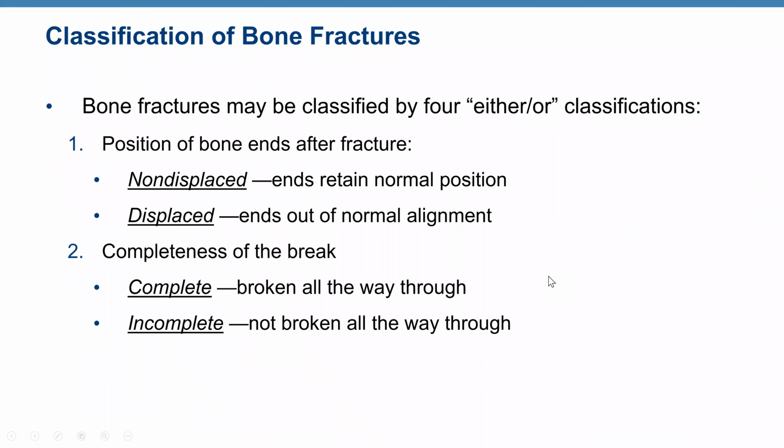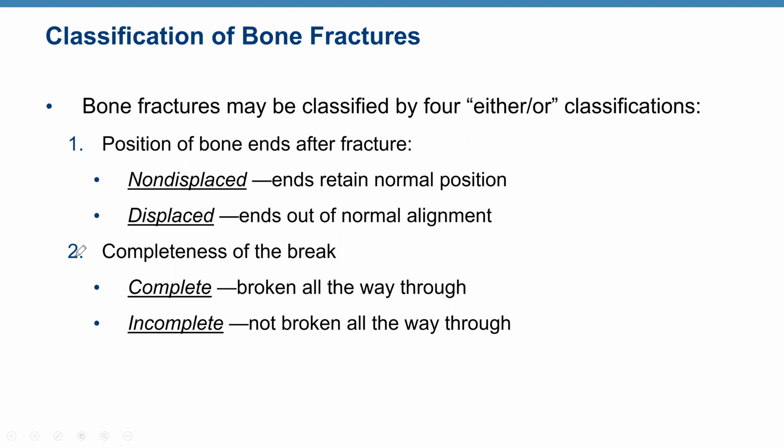Classification of bone fracture. Bone fractures may be classified by 4 either-or classifications. Number 1, position of bone ends after fracture. Non-displaced: ends remain in normal position, and displaced: ends out of normal alignment.